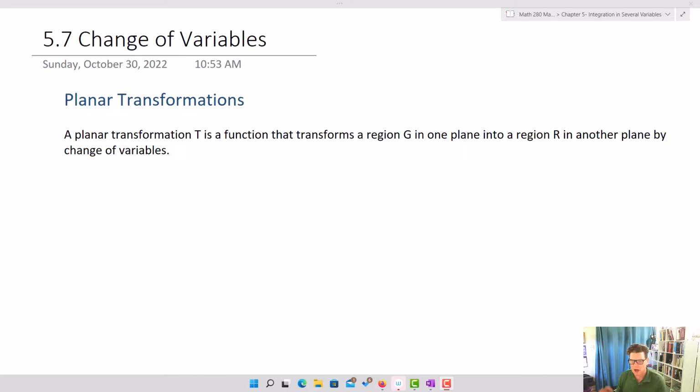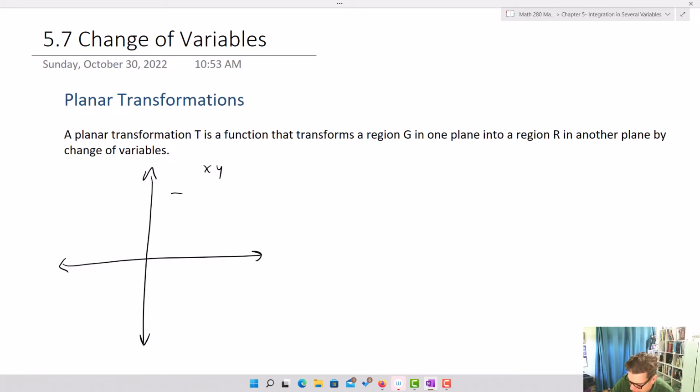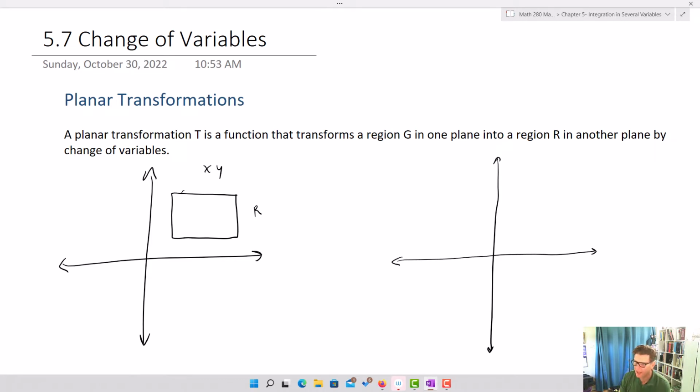So we're going to start out our conversation about change of variables with something called planar transformations. Now, with planar transformations, we're only going to be thinking about this in two dimensions. So let's imagine that I've got a plane. We'll have this plane be the xy plane, all right? And inside of the xy plane, I've got a rectangular region, call it R. And now let's imagine that in that xy plane, or possibly the r theta plane, I have another region, and I'm going to call this region D.